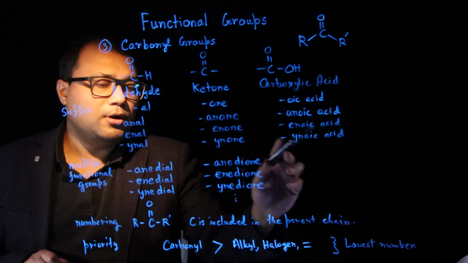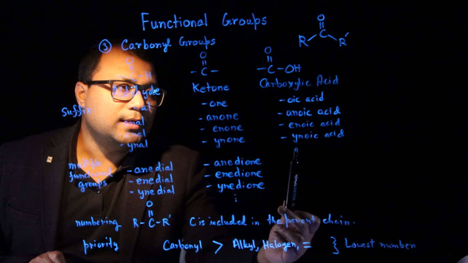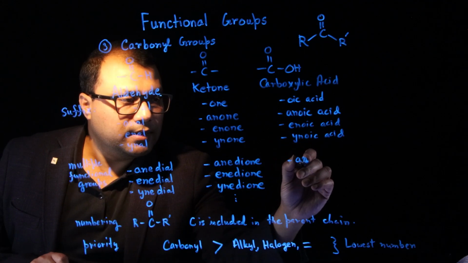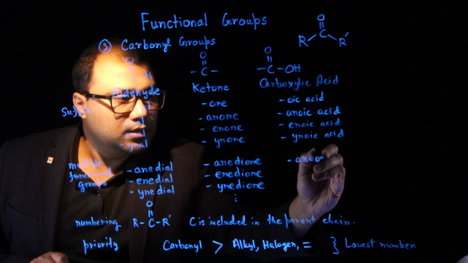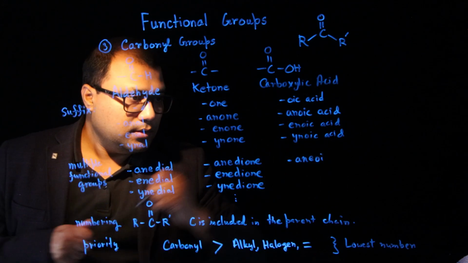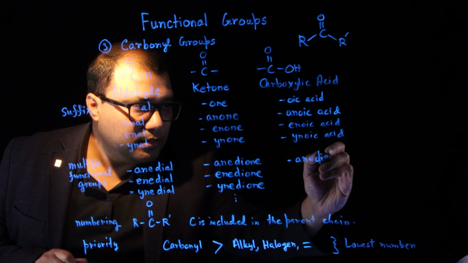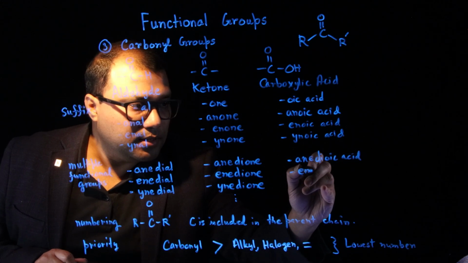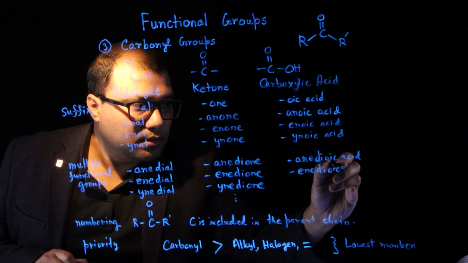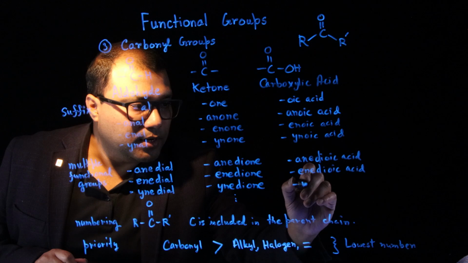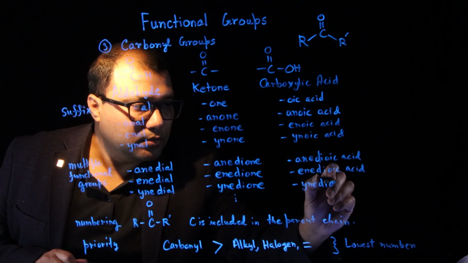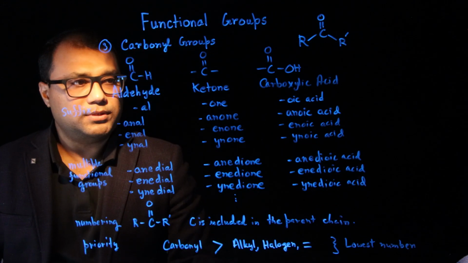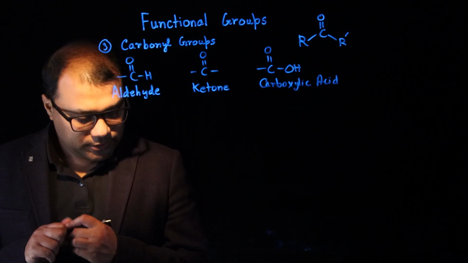Okay. For carboxylic acid, again, the maximum number that can be is 2. So this will be A-N-E dioic acid, E-N-E dioic acid, Y-N-E dioic acid. Alright, now let's look at some examples. Let's take an example of an aldehyde first.